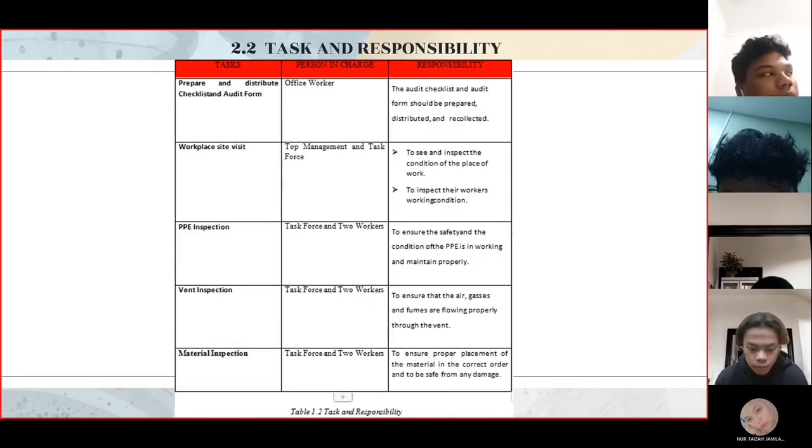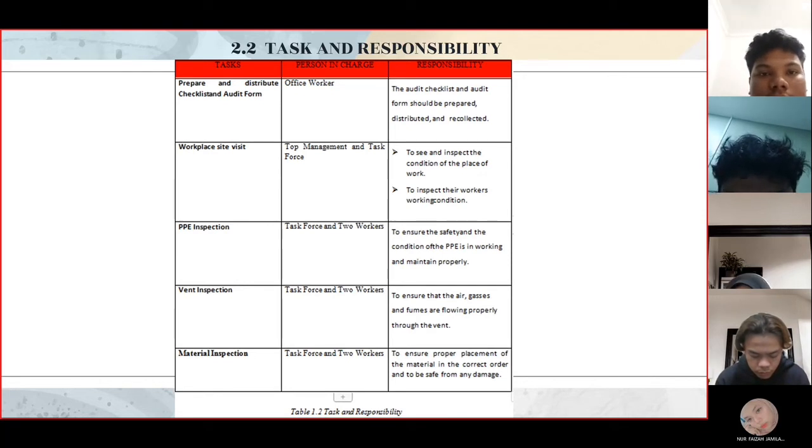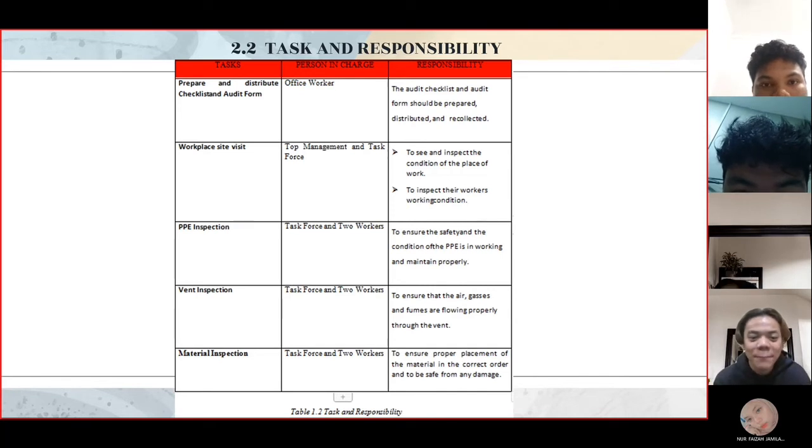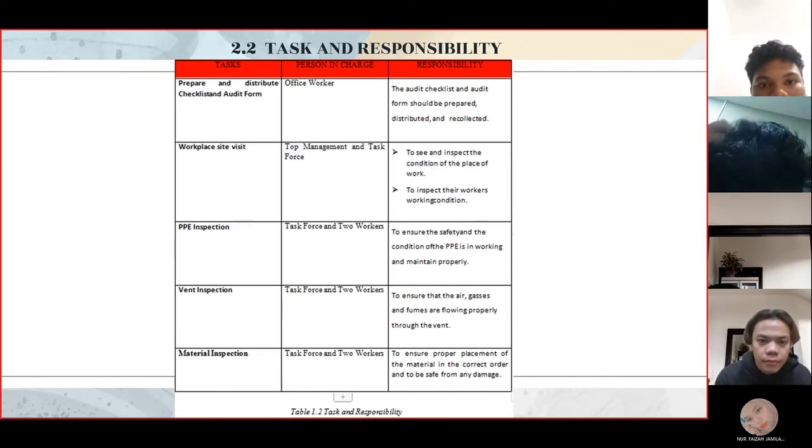2.2, task and responsibility. Tasks: prepare and distribute the checklist and audit form, workplace site visit, PPE inspection, vent inspection, material inspection. Persons in charge: office worker, top management and task force, and two workers.